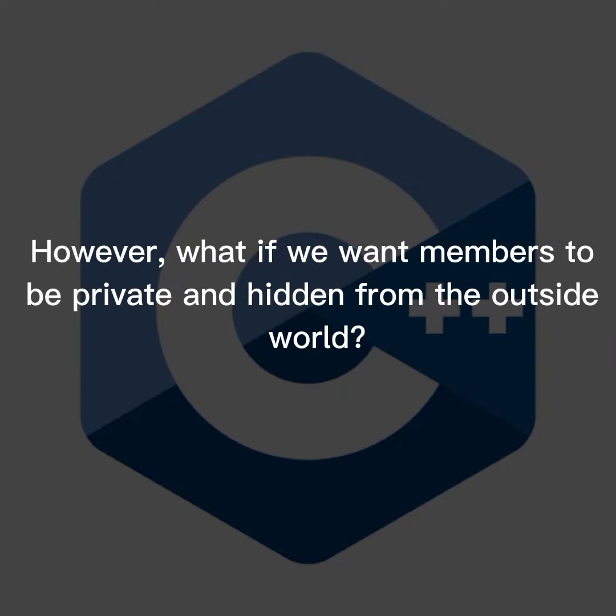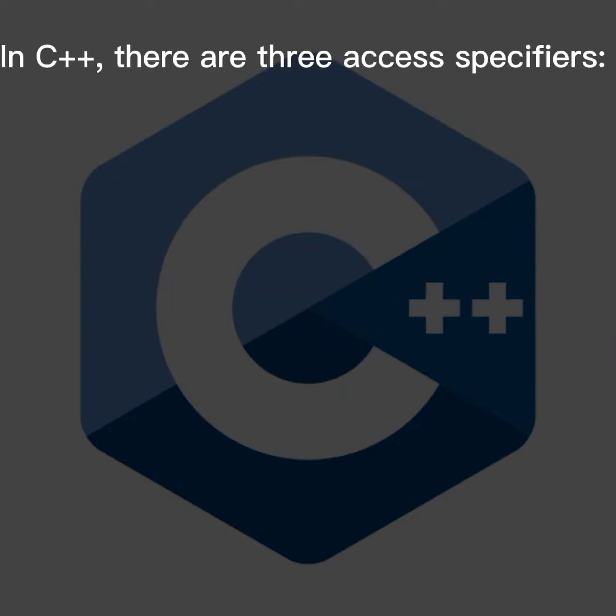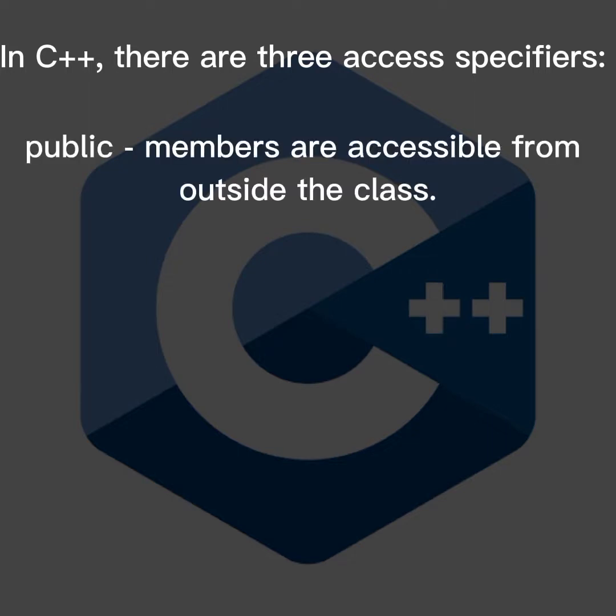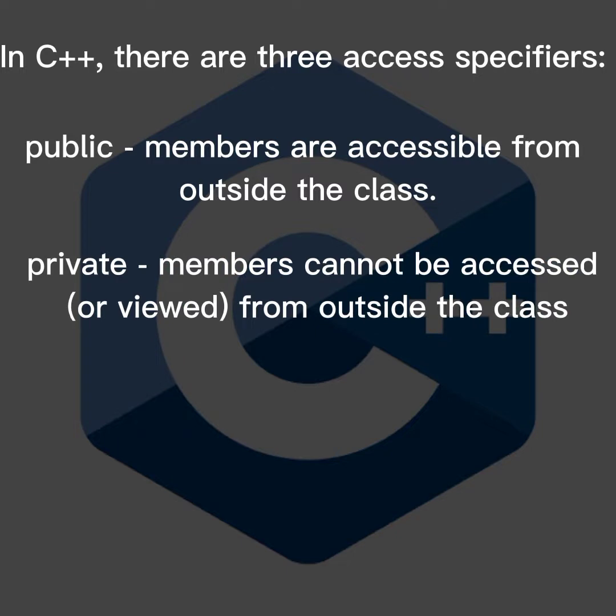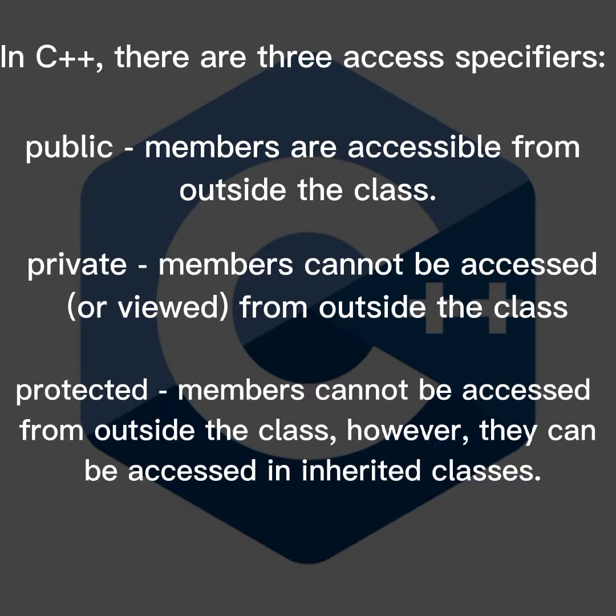However, what if we want members to be private and hidden from the outside world? In C++, there are three access specifiers. Public members are accessible from outside the class. Private members cannot be accessed or viewed from outside the class. Protected members cannot be accessed from outside the class, however, they can be accessed in inherited classes.